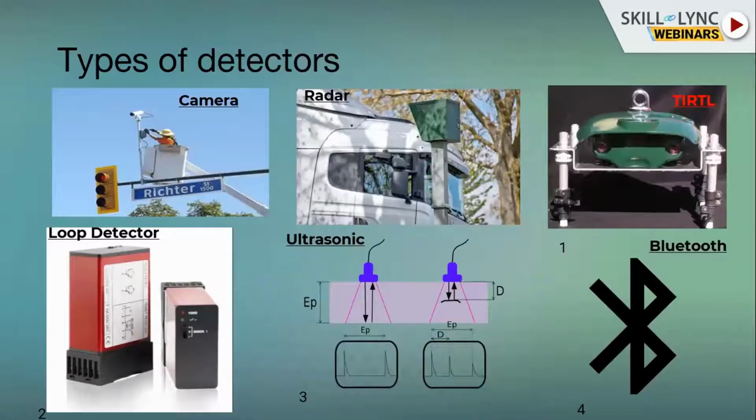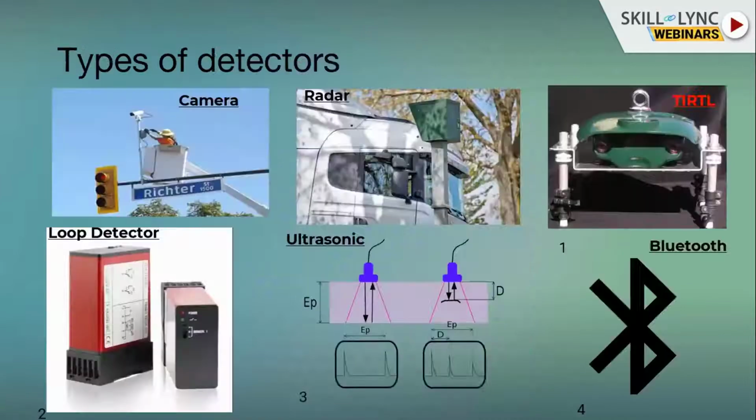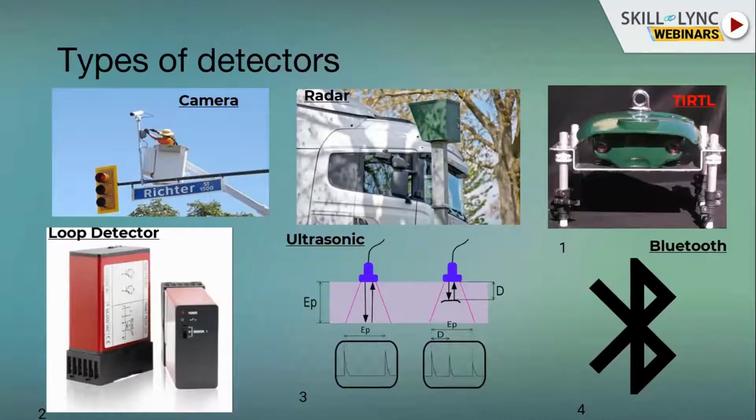Now coming to the types of detectors, as we mentioned in the previous slide, all these detectors basically work on different principles. Look at a camera. When you configure the camera, you create virtual zones, and as soon as a vehicle arrives in that virtual zone, the camera picks up that signal and sends it to the traffic controller, and tells it whether to cut off the timing or to increase the timing.